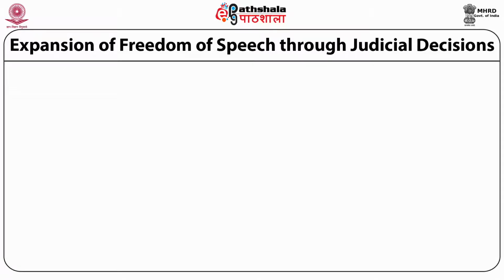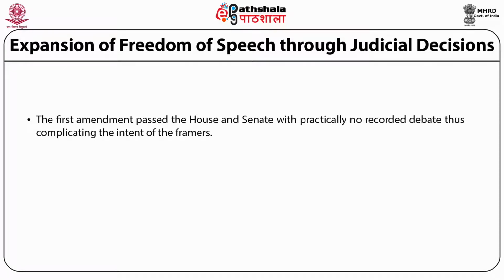And here's why. The First Amendment passed the House and the Senate with practically no recorded debate, and thus the intent of the framers was not entirely clear. Did they intend for the right to free speech and expression to be absolute? Now there was a confusion in the intent. Therefore, the second rule, a more purposive interpretation, a non-textual interpretation, if you will, that focused more on the spirit of the enactment rather than the letter, was necessary.